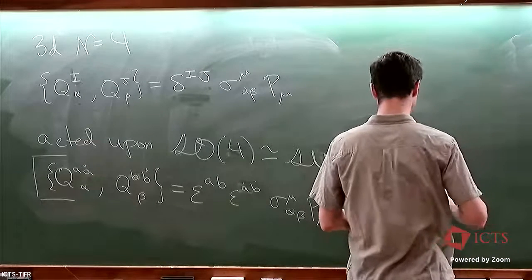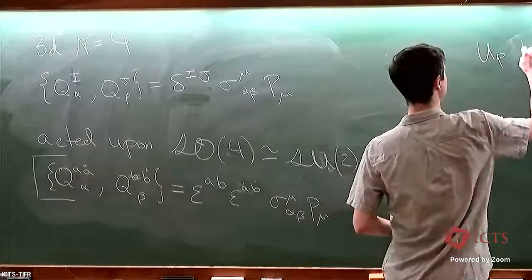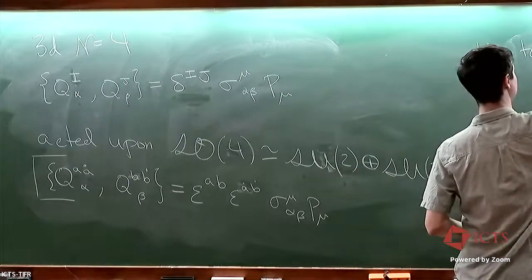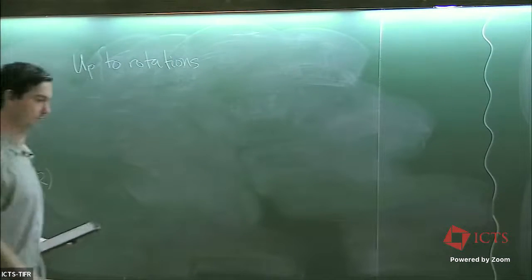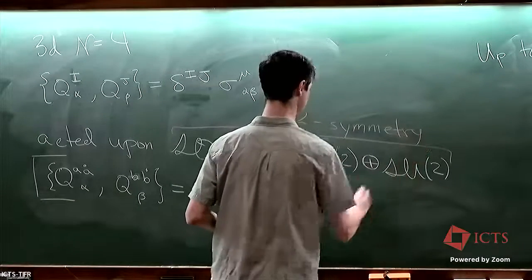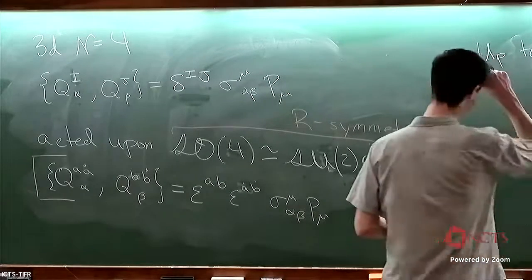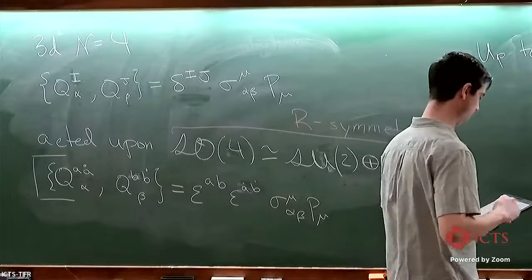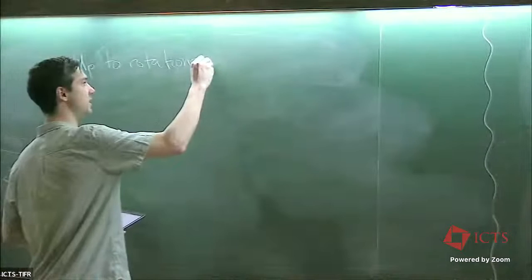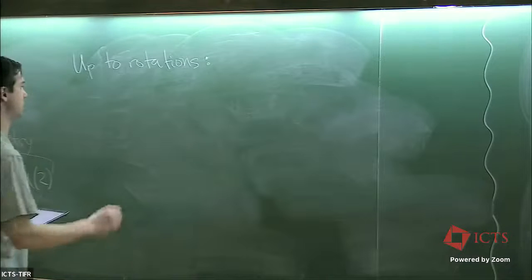Up to these rotations, I guess I should give this group a name. This symmetry group that acts on the I indices is what's called the R symmetry. In the 1D N=2 case we saw last time, it was just a U1. In this case, it's an SO4 or 2 copies of SU2. But up to these space-time rotations and R symmetry rotations, there are 3 types of twists.